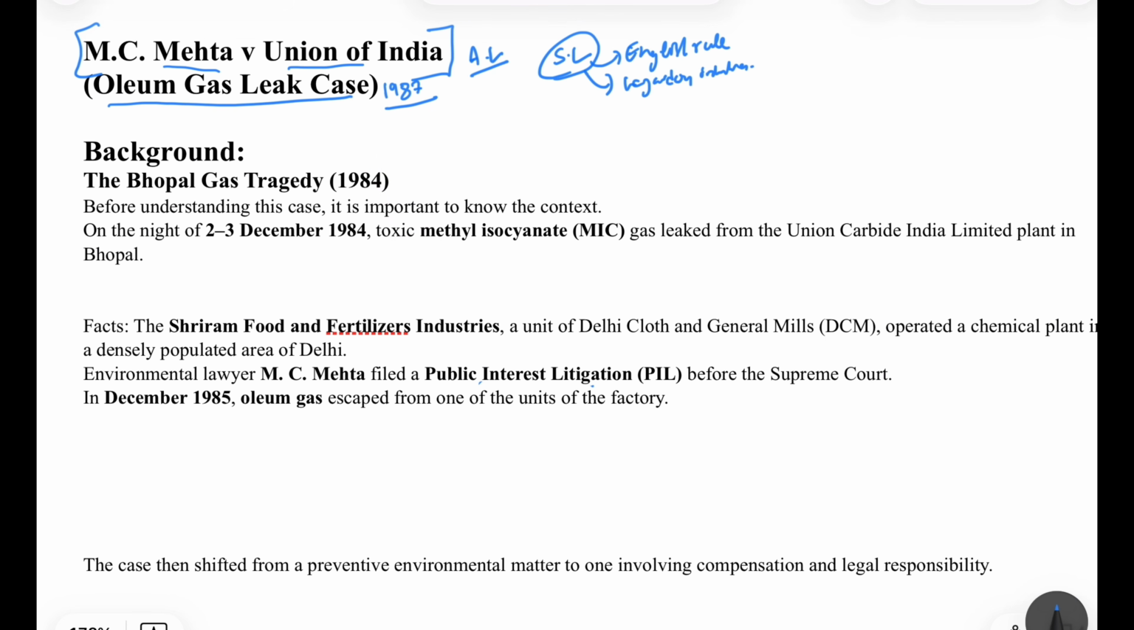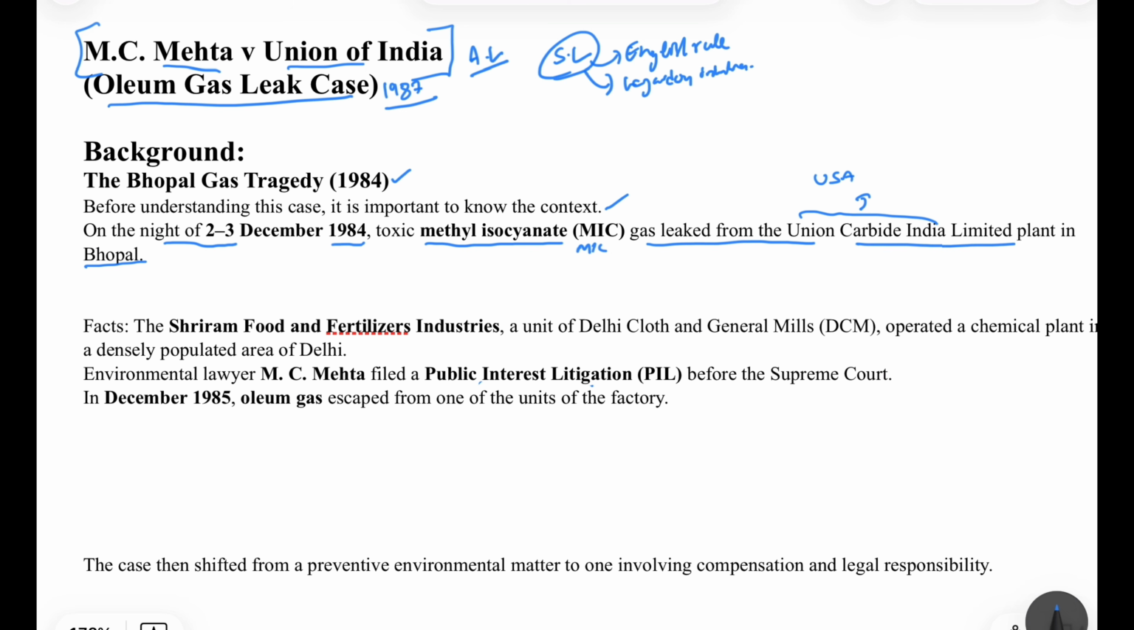Before understanding this case, we need to understand the Bhopal gas tragedy of 1984, because it is important for the context. On the night of 2nd and 3rd December 1984, toxic methyl isocyanate, also known as MIC, gas leaked from the Union Carbide India Limited plant. This is a subsidiary company. Its parent company is located in the USA. The plant was in Bhopal.